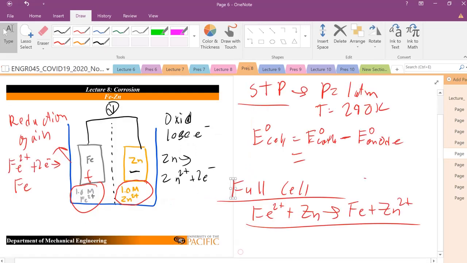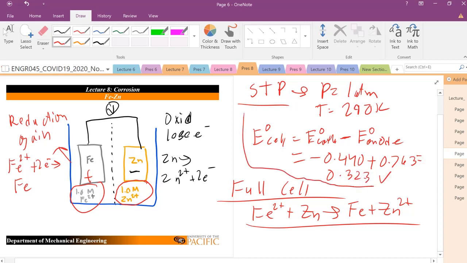So let's go back there. It is going to be minus 0.440 minus minus, so plus 0. Let's look at that value one more time really quickly. It's plus 0.763, and that is going to give us a value of 0.323 volts. So again, we've set up our cell correctly.